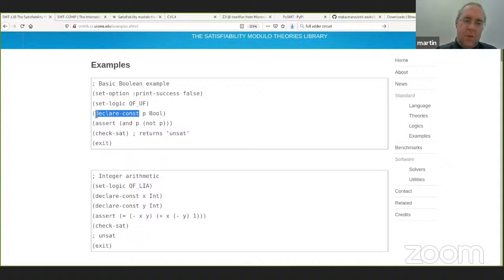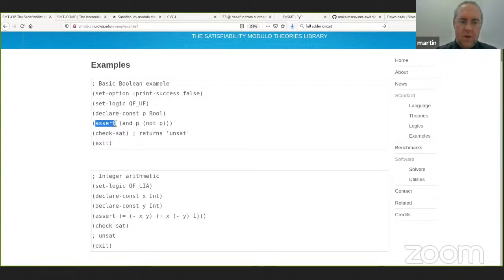This is a little bit misleading. It declares a const. This is a constant in the sense that it is a function that takes no arguments. Remember when I was talking about signature, we talked about functions. So you've got to fix your functions. In a sense, this is creating a P that is a variable, and it's saying this is Boolean.